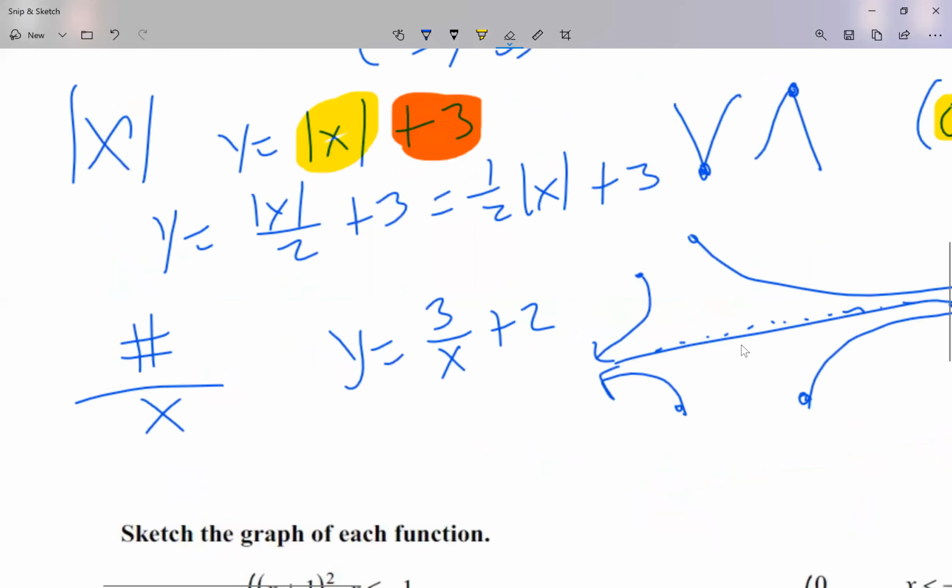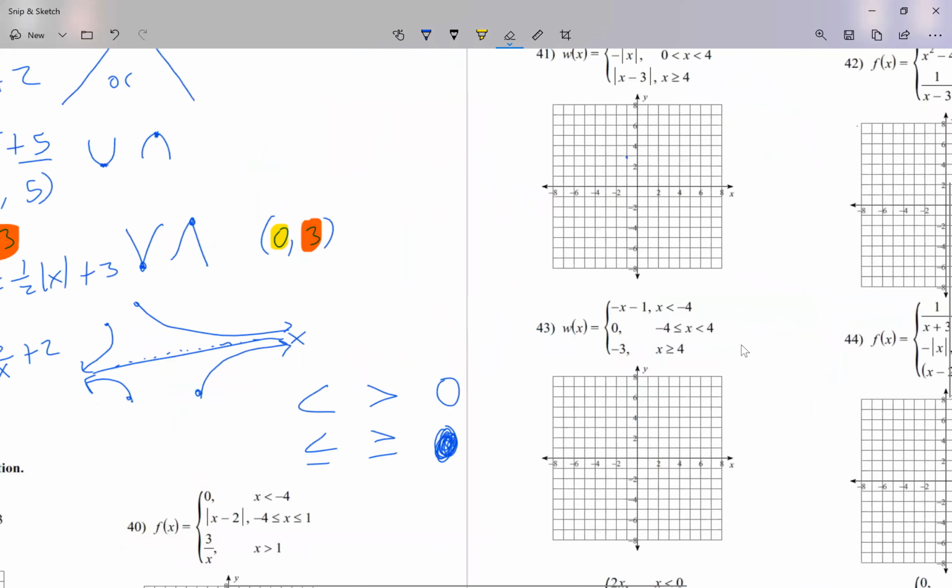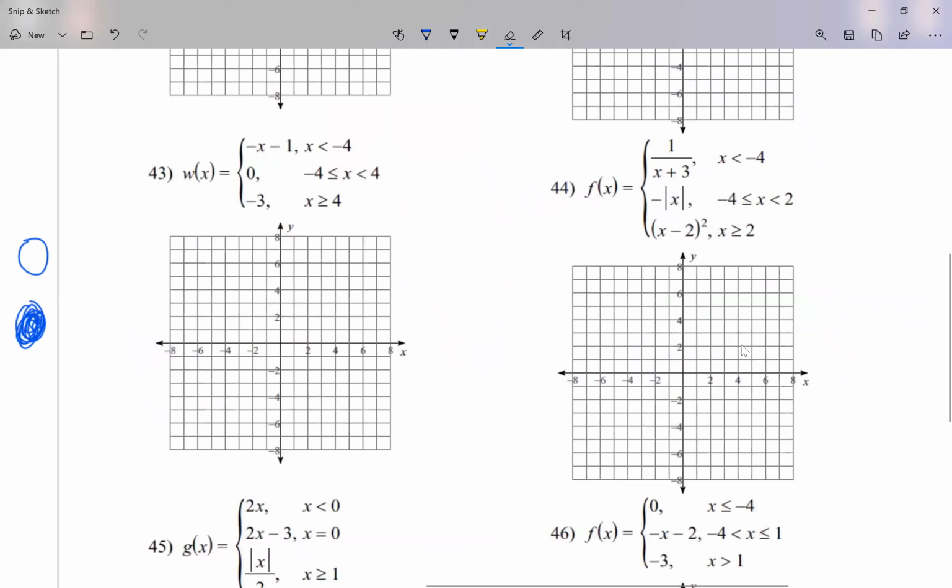And my last thing is, what if the x is at the bottom, like a number over x? My graph is trying to approach the x-axis, right? We saw that in our last lecture. For today, we're looking at questions 43 to 46.